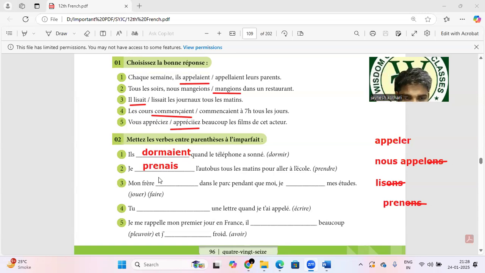Okay, students, third one. My brother jouait. My brother used to play in the park. Pendant que, very important word. Pendant que means while. My brother used to play in the park while I was pursuing my studies.